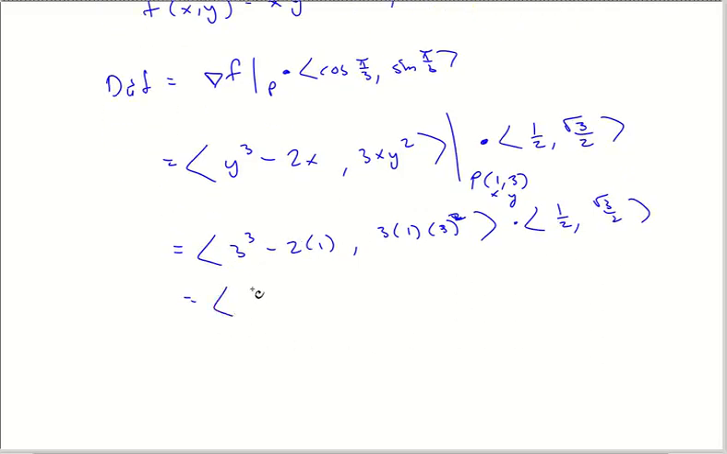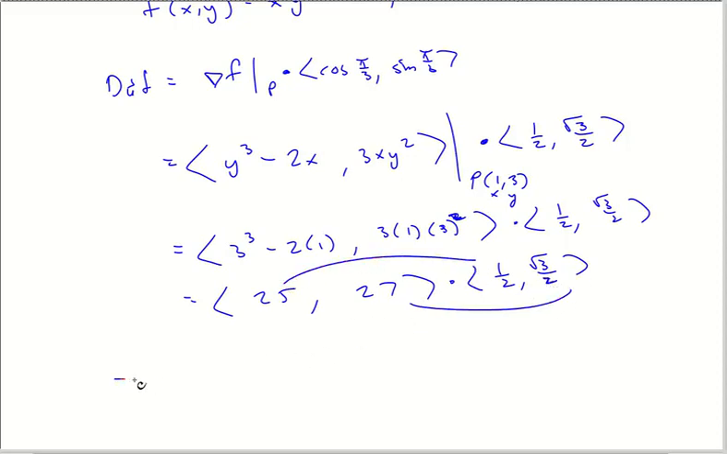So doing the math here, we got 3 cubed is 27 minus 2 is 25. This guy right here, this is 3 cubed essentially, makes it 27. And I know it might have been a while since we did a dot product, but essentially you're multiplying those together, adding them up, and then there you go. So 25 times 1/2 plus 27 times square root 3 over 2.